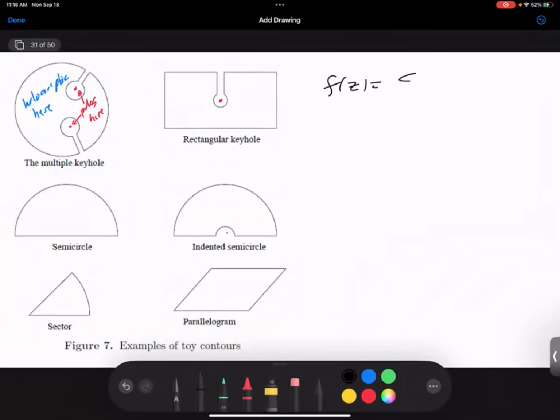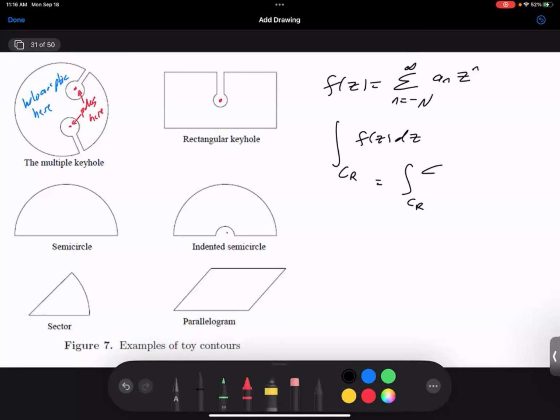Imagine f of z is the sum, n goes from minus N to infinity, of a_n z to the n. Then the integral along a circle of, say, radius capital R centered at the origin of f of z dz would be the integral over the circle of the sum, n goes from minus N to infinity, of a_n z to the n. And say the only place f explodes is at z equals 0 if N is greater than 0.